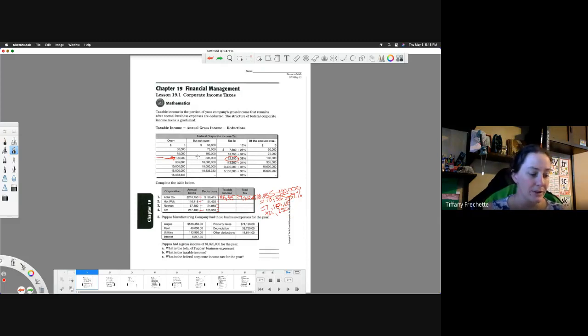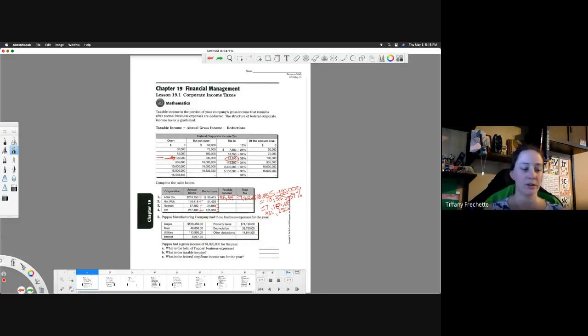So for number 5, they're giving us something slightly different here. It says Papa's Manufacturing Company had these business expenses for the year. So it's giving us all of these expenses. We have wages, rent, utilities, interest, property taxes, depreciation, other deductions. And it says, what is the total of Papa's business expenses? So we just want to add all of our columns together, right? That's pretty straightforward. We just want to, what are they all total?